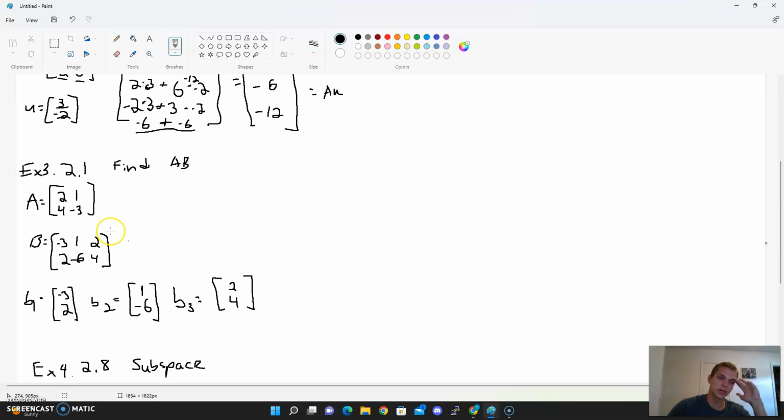We just put them together because A is a 2x2 and B is a 2x3. So the first number from that is 2 from A, and the second one from B is 3. So the resulting matrix AB will be 2x3.